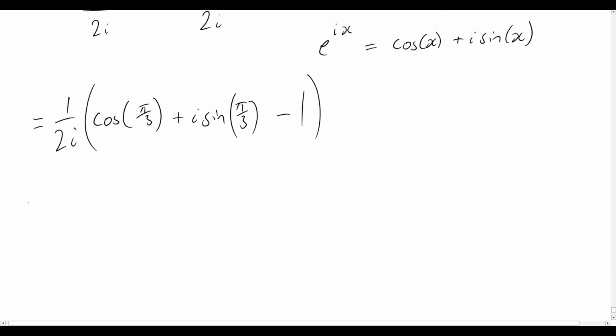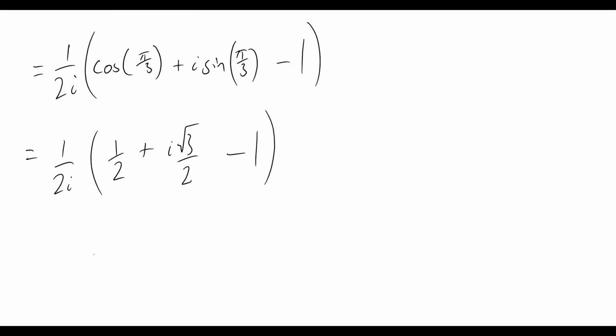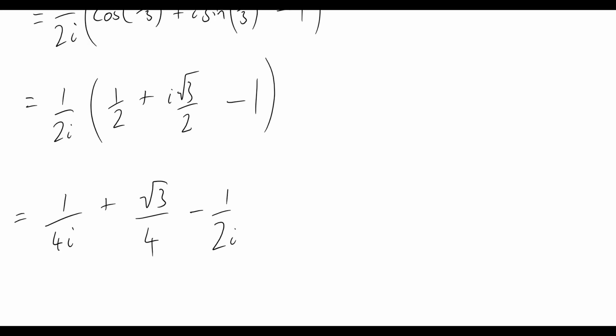Okay, fantastic. So all that's left now to do is quickly evaluate what is cos of pi on 3. Well, we know that that's simply going to be a half, and now sine of pi on 3, that's going to become root 3 over 2. So we'll say i root 3 over 2, and then a minus 1 on the end there as well, of course. Okay, so let's quickly expand these brackets out, and let's see what we get. So we'll end up with 1 over 4i plus root 3 over 4, since the i's will cancel out, and then minus 1 over 2i.